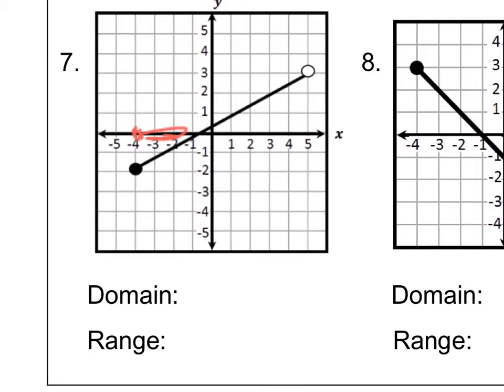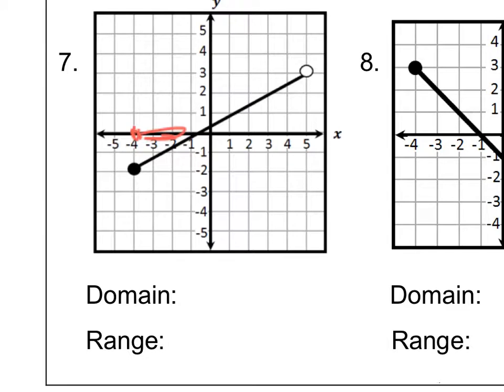So I got my closed point, and I got my open point. And there's all my lines. So I've really just taken my graph and put it on the x-axis to make it easier for me to see. So my left boundary is -4, my right boundary is 5, my left is included, and my right is not.